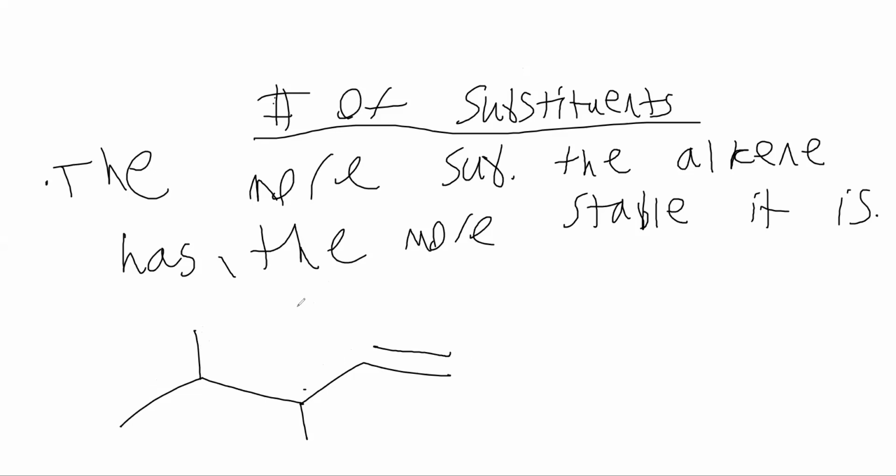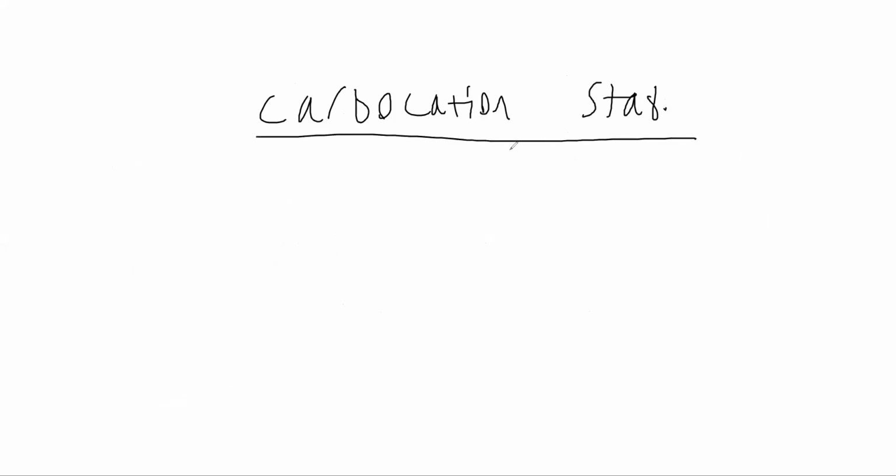So the pattern is tetra is more stable than tri, which is more stable than di, which is more stable than monosubstituted. And you don't really have to memorize that pattern, just know that the more substituents there are, the more stable it is. And then carbocation stability. So same pattern, the more substituents, the more stable it is.